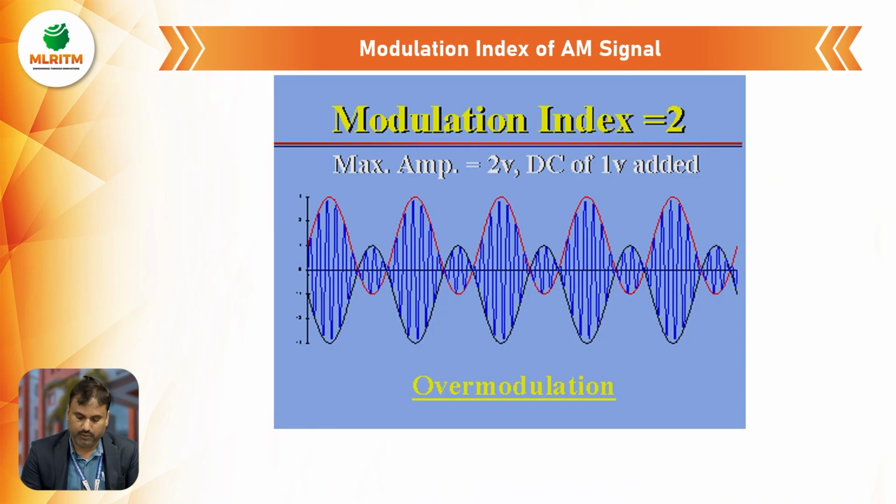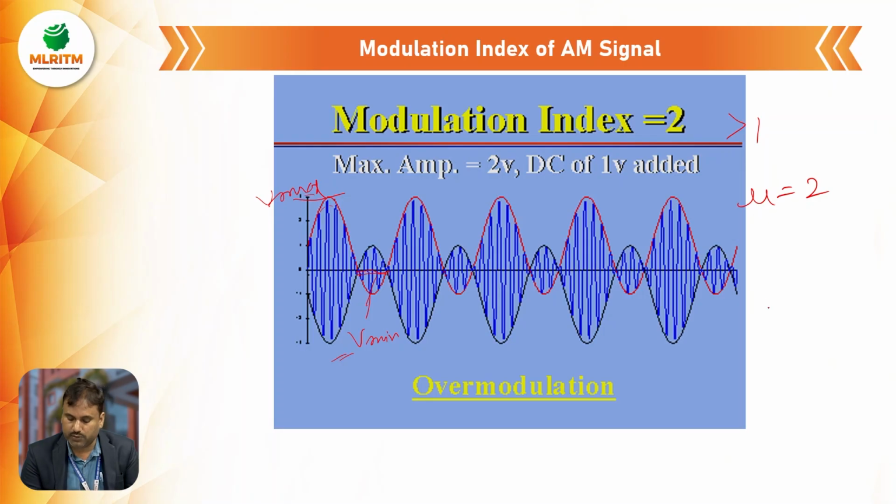This is the case where the modulation index is greater than 1. Let us take mu equal to 2. In this case, what is happening here? The carrier variations are also coming to the negative side. This part indicates the V minimum, and this part indicates the V maximum. When the signal is over modulated, you are getting V minimum negative, and V maximum is the maximum amplitude.